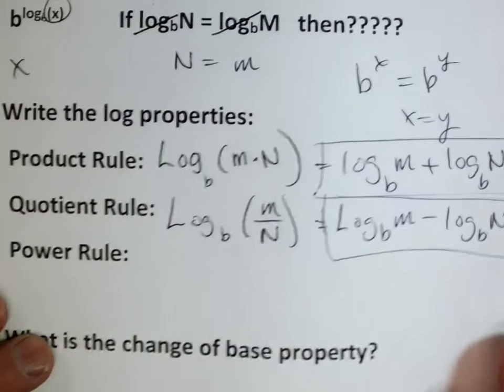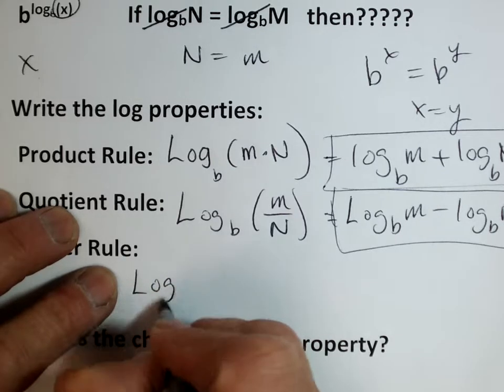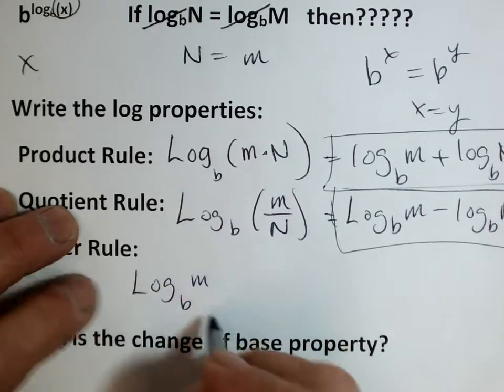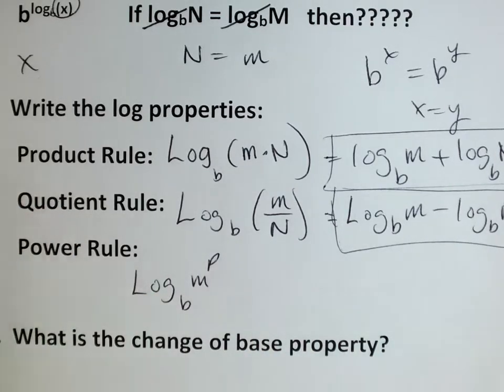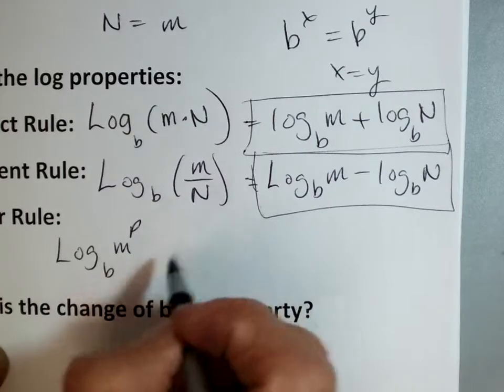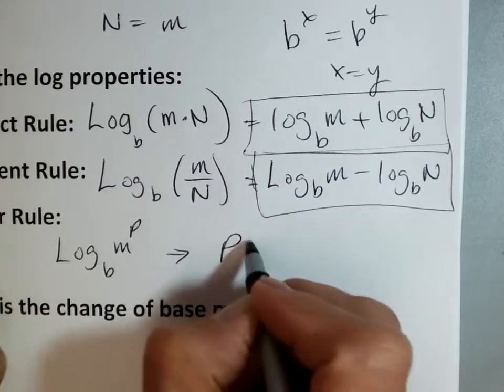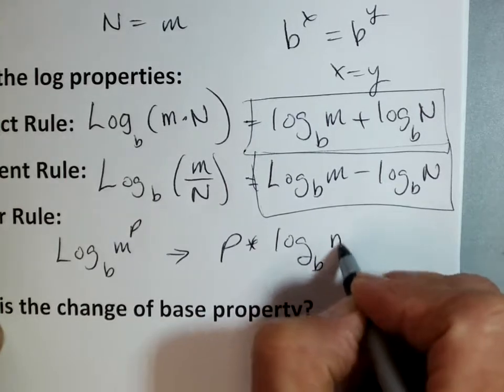And finally, the power rule. If you take log base b of m to an exponent, okay? Because logarithms are exponents, right? You take an exponent to an exponent, you multiply the exponents. So we're going to rewrite this as, I sure can't land it. You can rewrite this as this exponent p times the log base b of m, okay?